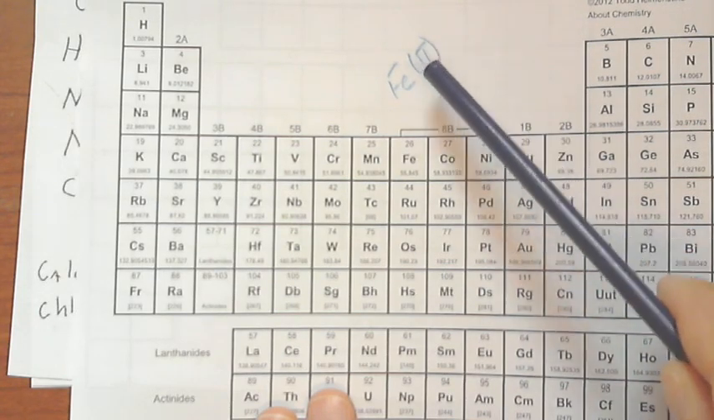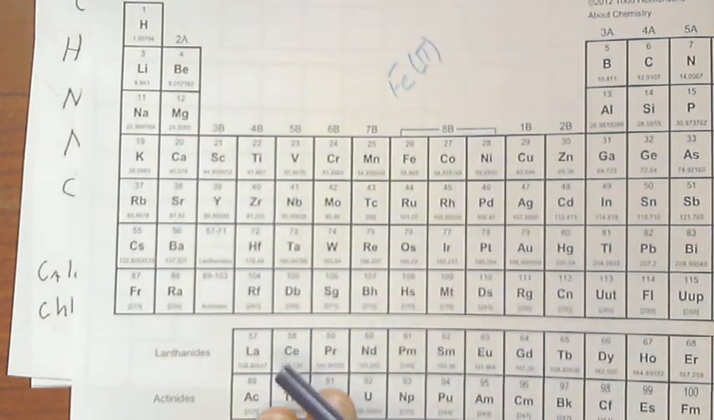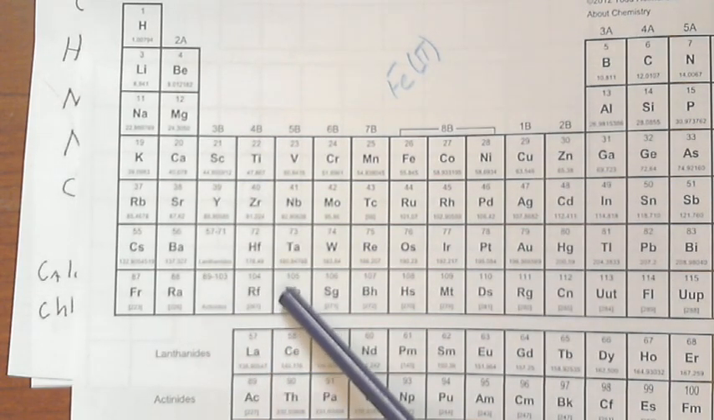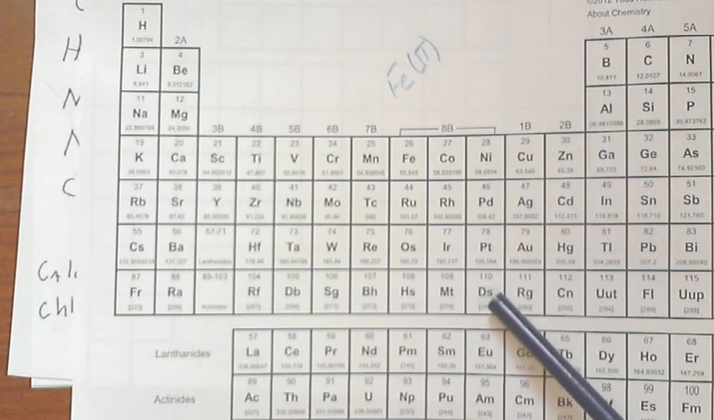Okay, so those Roman numerals get used with the metals. They also work down here with the lanthanides and the actinides, but we just don't talk about them as much. And this row right here, these are artificial elements, have only been made in nuclear power plants, and so we don't talk about their chemistry much either.